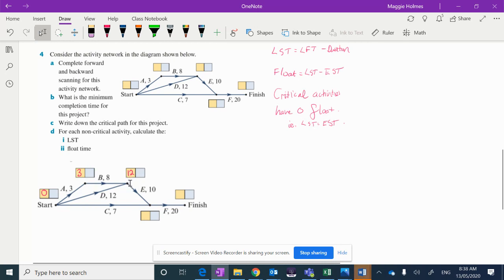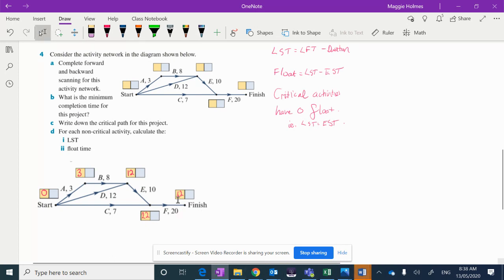Moving on from that, if E takes 10 days, then F should be ready to start at 22 days. Now it's also waiting for C, but C only takes 7 days. So you've got quite a lot of float time in here for C. And F will be able to start at the earliest after 22 days. F takes 20, so the finish will be able to start at 42. All right, so that was our forward scanning.